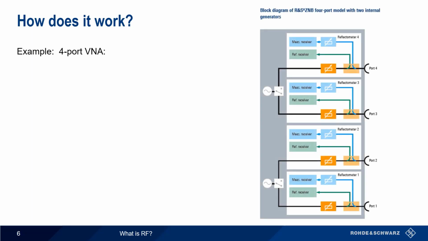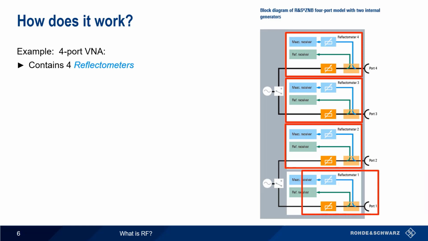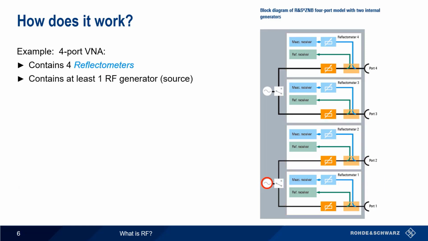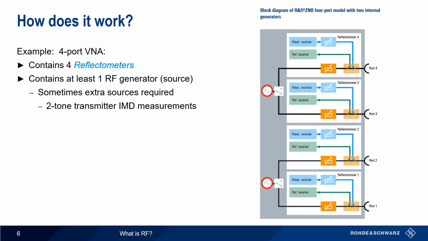How does this architecture change if you increase the port count? Basically, you need to add a new reflectometer for each additional port. Here, we show a block diagram of a 4-port device, which has 4 reflectometers. Generally, a multi-port instrument requires only a single generator for S-parameter measurements. However, extra generators are sometimes needed for advanced applications, like measuring two-tone transmitter intermodulation distortion or providing local oscillator signals for frequency converting devices.